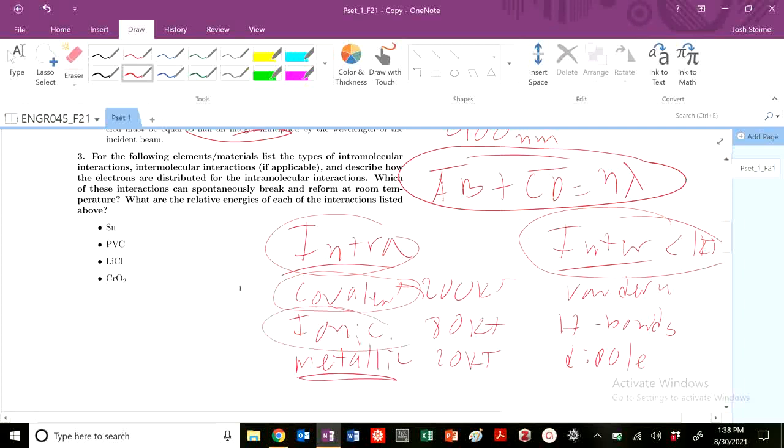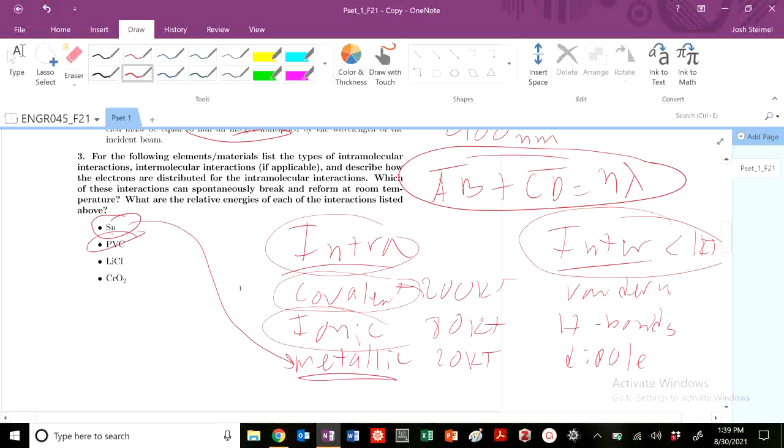The van der Waals interactions are basically quantum fluctuations in your electron cloud field. So what interaction is going to occur here? Sn, that's tin, it's going to be metallic bonding.